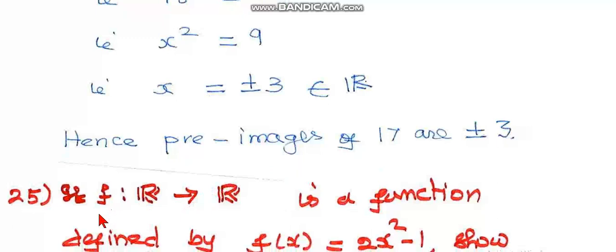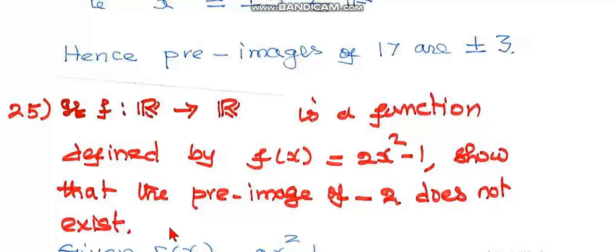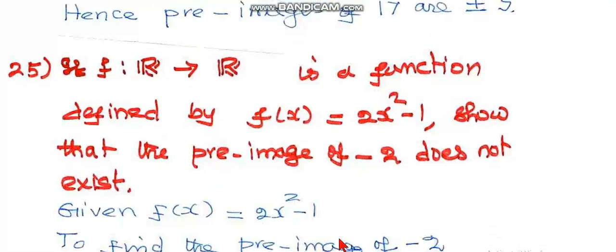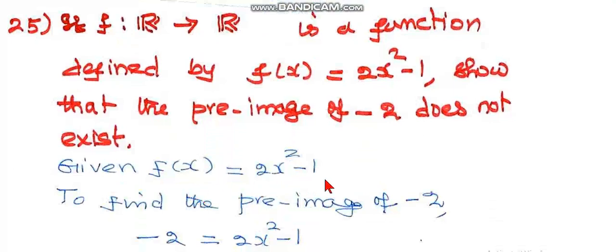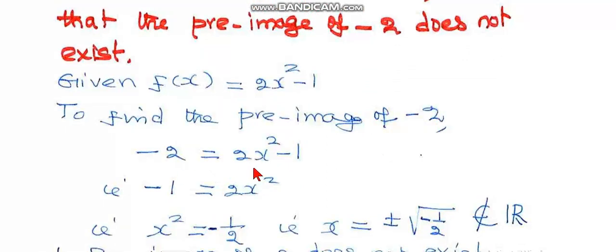Question number 25. If f is a function from the set of real numbers to the set of real numbers defined by f of x equal to 2x squared minus 1, show that the pre-image of minus 2 does not exist. Now f of x is 2x squared minus 1. We have to find the pre-image of minus 2. So f of x equal to minus 2, we have to find the value of x. Minus 2 equal to 2x squared minus 1.